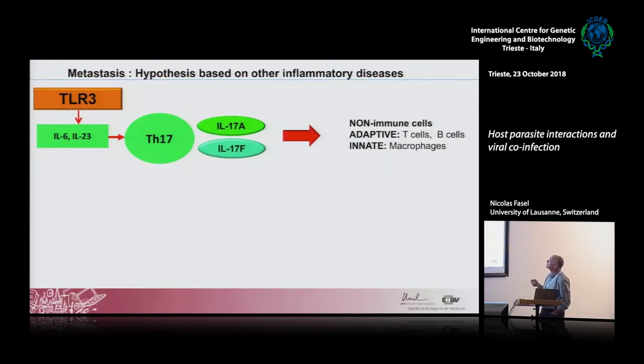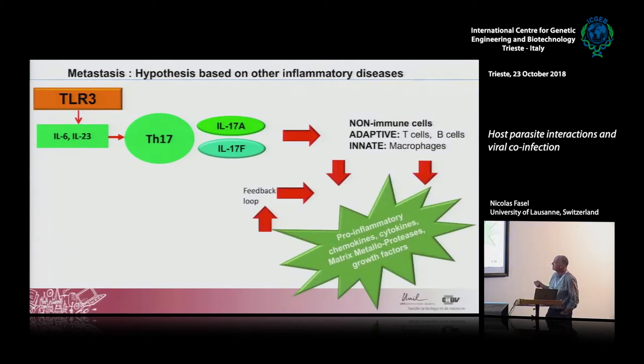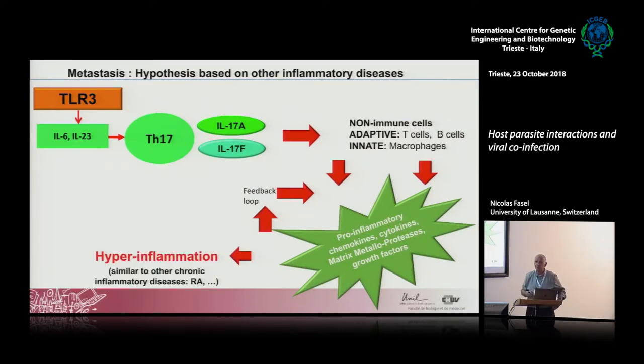They act on non-immune cells and on adaptive cells like T cells, B cells, endothelial cells, and macrophages. They induce pro-inflammatory cytokines and chemokines, matrix metalloproteases, which could degrade soft tissues, in fact, and also growth factors. And then it goes on and on, and you have more and more interleukin 17A, and then you have hyperinflammation. This is absolutely similar to what you can see in other chronic inflammatory diseases, like rheumatoid arthritis, where you have a lot of interleukin 17A produced.